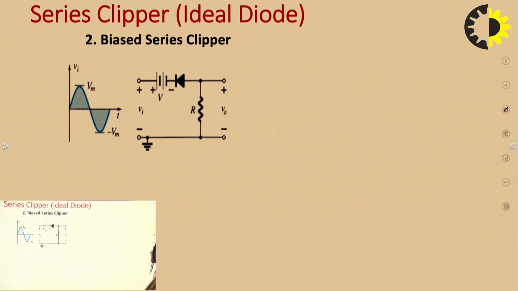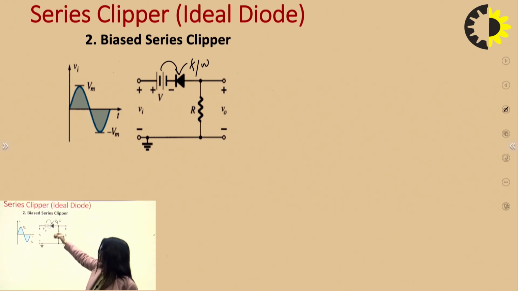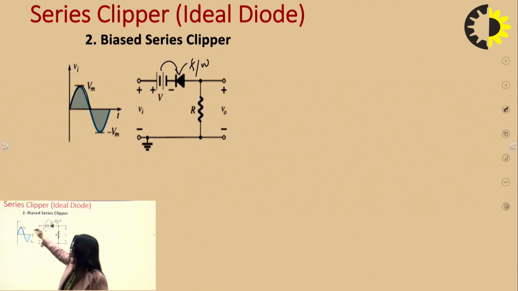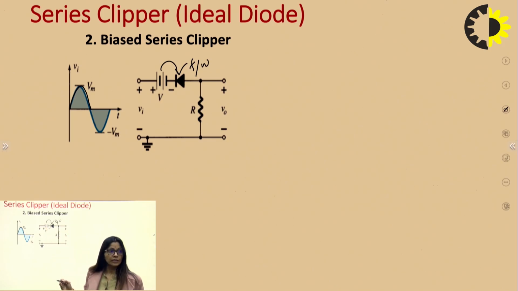Similarly, we have the biased series clipper. This question also can be done like this. So here this particular battery is forward biasing, and this particular positive terminal is making it reverse biased. So when this waveform is at the positive side, it is making it reverse biased, and this particular one is making it forward biased. Then you have to find out what would be the output voltage across the resistance. First of all you will analyze the circuit. Now you find out the cases when your diode is forward biased and when your diode is reverse biased.